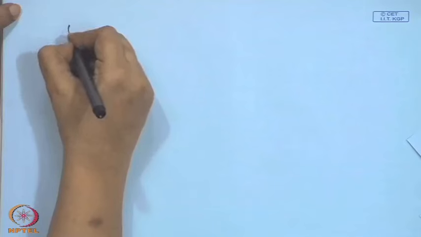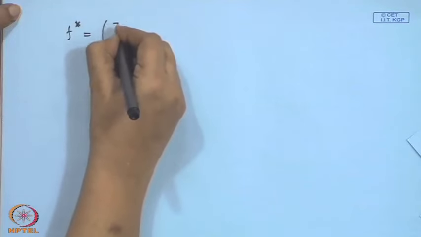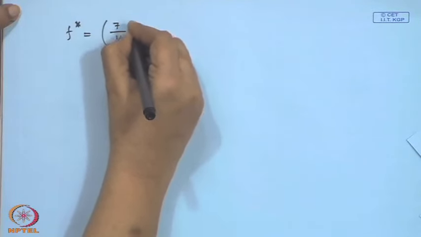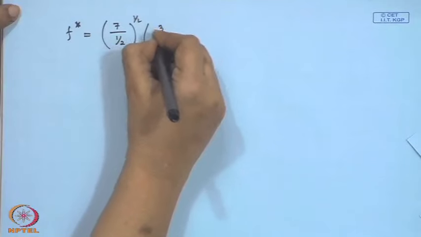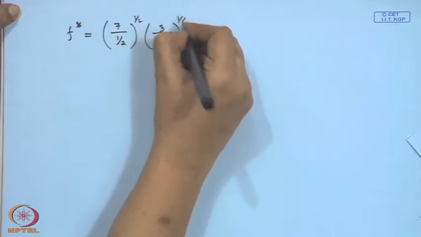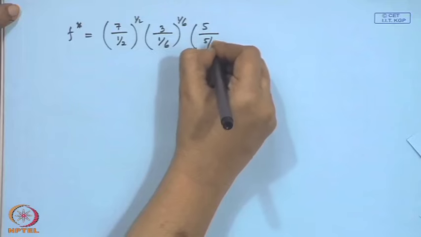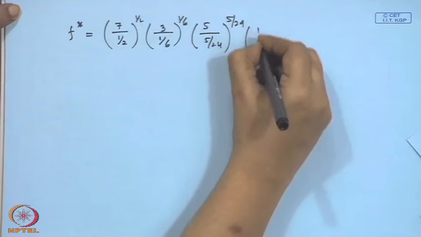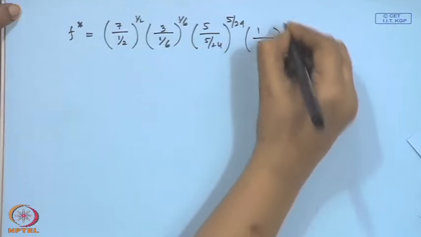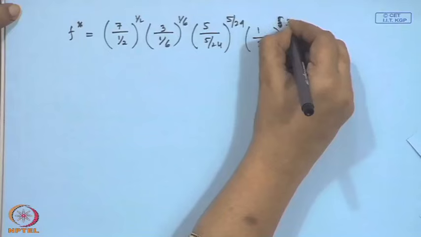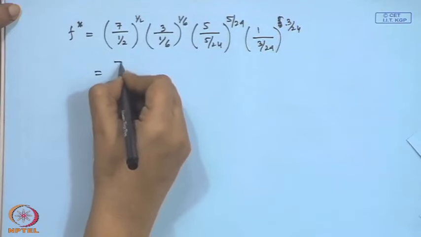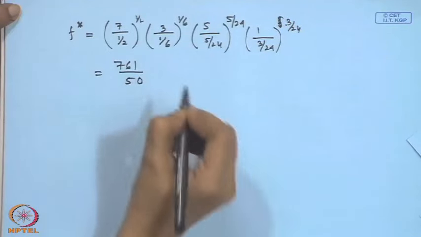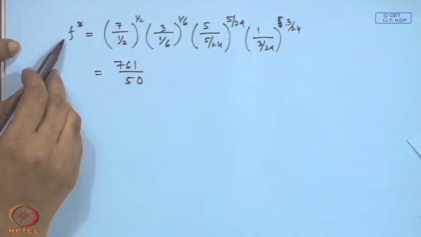Now, for this problem, if we just want to calculate the objective functional value, these are the theories I have just said. Then the objective functional value of f star would be 7 divided by delta 1, that is half, to the power delta 1, 3 divided by 1 by 6, to the power 1 by 6, 5 divided by 5 by 24 to the power delta 3, and 1 divided by delta 4 to the power delta 4, that is 3 by 24. This value is coming as 761 by 50. Thus, this is the minimum value of the objective function.